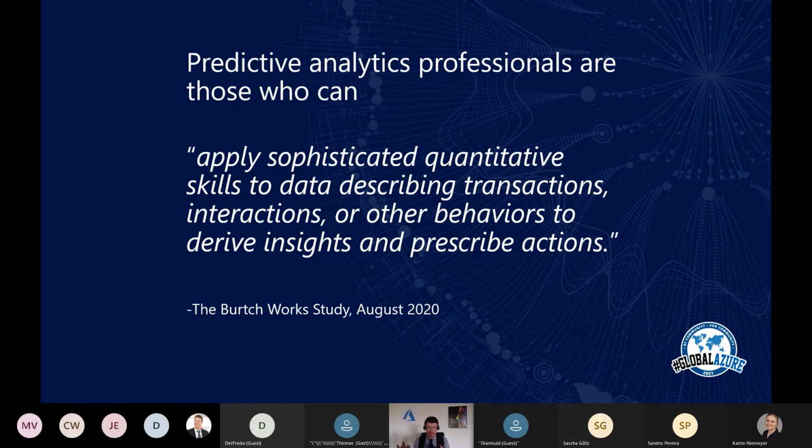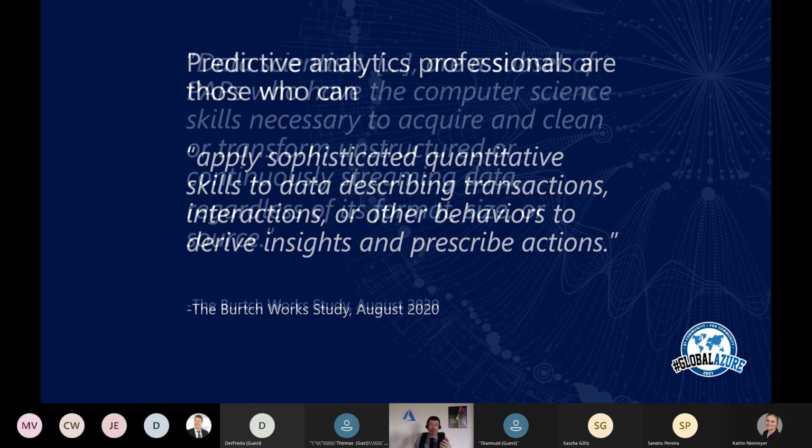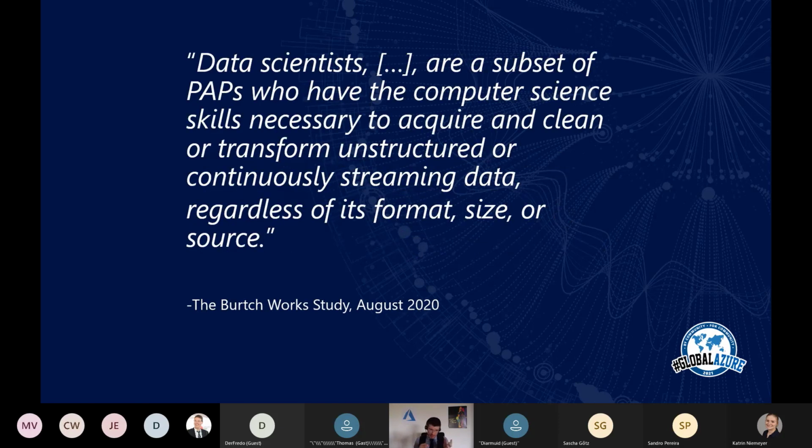So we know the overall market is growing by 15%, but we think we can grow our revenue by another 20% or so. So that would be one example of a predictive analytics professional. But if we now look into what data scientists are, and I'm going back to the study here, data scientists are a subset of these predictive analytics professionals who have the computer science skills necessary to acquire and clean or transform unstructured or continuously streaming data, regardless of its format, size, or source.